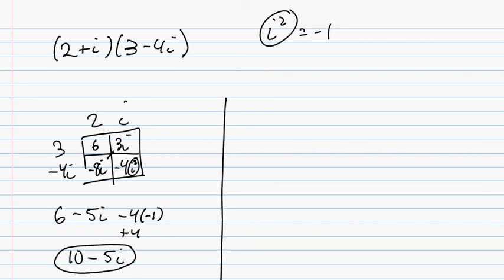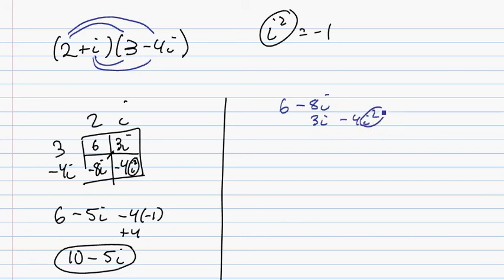Some people just like doing the wind and wave. So what I mean by that is, I think this is the wave here. You just multiply those out. So 2 times 3 is 6. 2 times negative 4 is negative 8i. And then you do the wind, I guess, or the wave. I'm not sure which one's which. That would be 3i and then minus 4i squared.